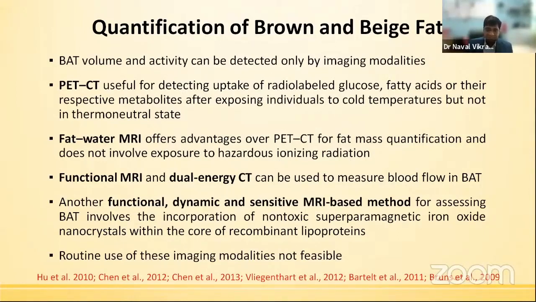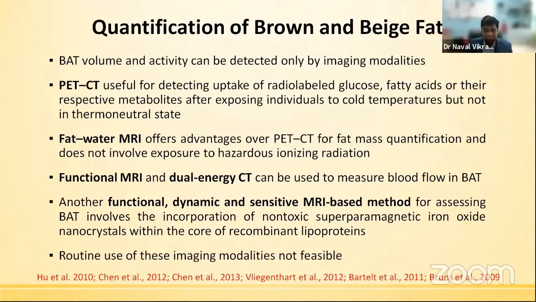And this is a problem which we have also faced. We have tried to do a study on this, but there have been a lot of difficulties with that. Now, the other newer modality is fat-water MRI, which offers advantages over PET-CT, and it does not involve exposure to radiation. This is coupled with functional MRI and dual energy CT. These also have been used to measure the blood flow in the brown adipose tissue.